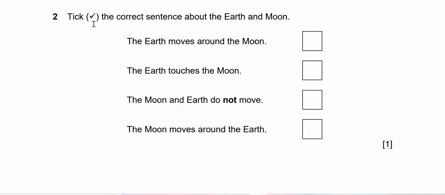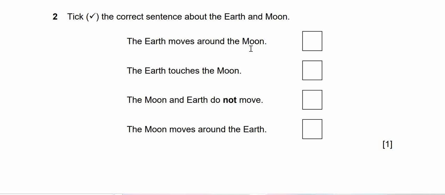Question 2 says, pick the correct sentence about the Earth and the Moon. The Earth moves around the Moon. Which one is correct? Only one sentence is correct. The Earth touches the Moon. The Moon and the Earth. The Earth does not move. The Moon moves around the Earth. 10 seconds from now. 10, 9, 8, 7, 6, 5, 4, 3, 2, 1.